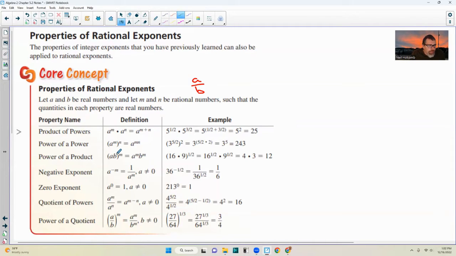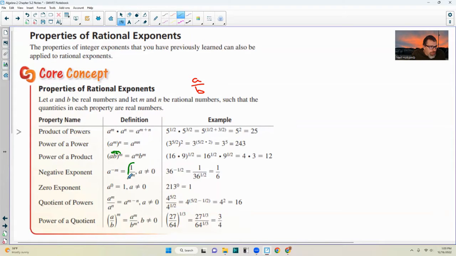Power of a product, a times b quantity to the power of m. You distribute the m to both components, so it's a to the m, b to the m. So if I have 16 times 9 to the 1/2, it'd be 16 to the 1/2 times 9 to the 1/2, and 1/2 means square root, so square root of 16 is 4, square root of 9 is 3, 4 times 3 is 12.